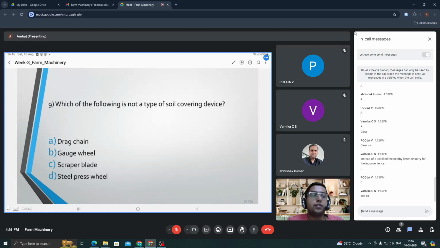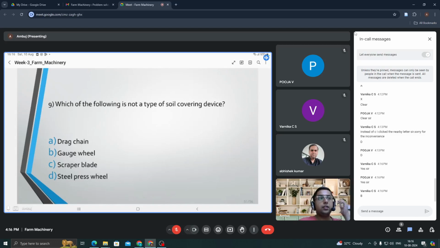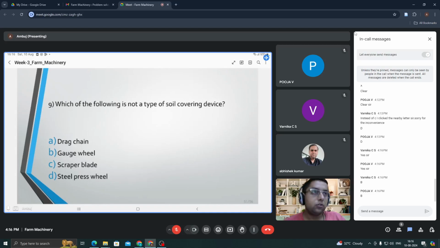Which of the following is not a type of soil covering device? Drag chain, gauge wheel, scraper blade, or steel press wheel. If you know the meaning of each and every option, then you can very easily answer it. Varnika, you have answered gauge wheel. Good. Pooja has also answered gauge wheel. Abhishek is also saying gauge wheel.